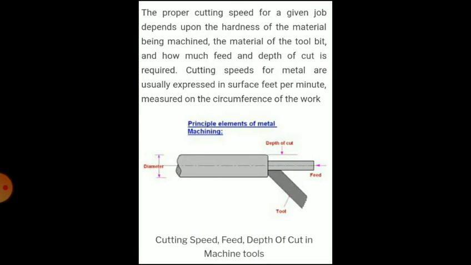The proper cutting speed for a given job depends upon the hardness of the material being machined, the material of the tool bit, and how much feed and depth of cut is required. The cutting speeds for metal are usually expressed in surface feet per minute and measured on the circumference of the work.